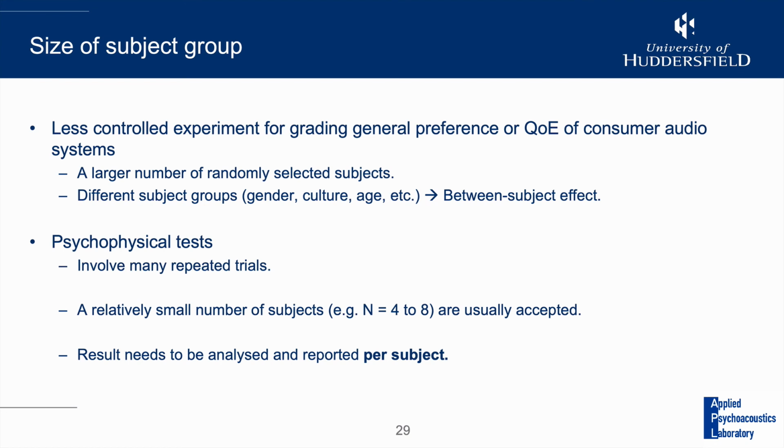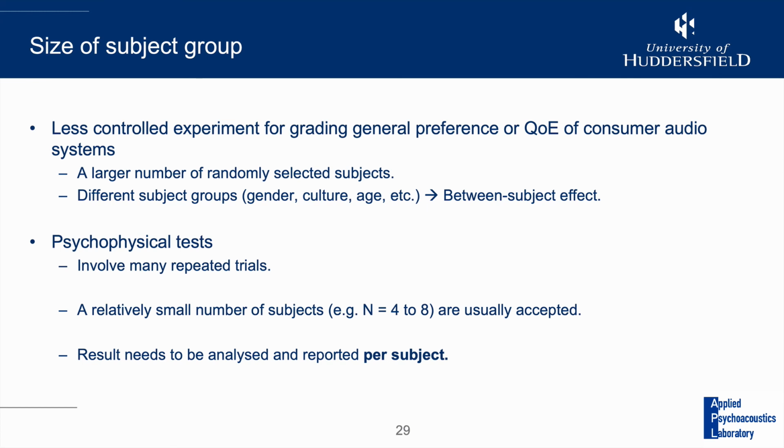But if you're doing a less controlled experiment for grading general preference or quality of experience of consumer audio systems, a larger number of randomly selected subjects would be preferred to a small number of critical and experienced listeners. And different subject groups could actually be recruited separately according to, for example, gender, culture, or age. And they could be split into different groups to conduct a between subject effect experiment.